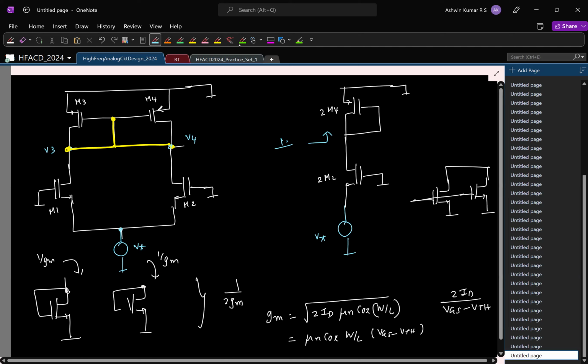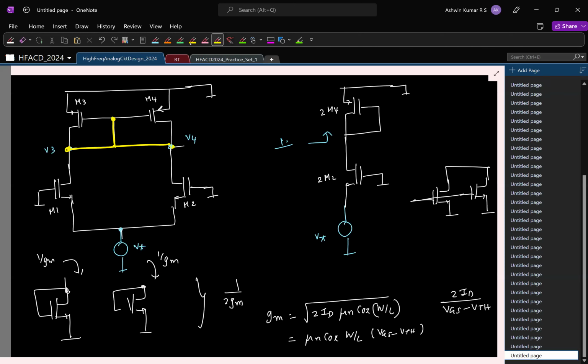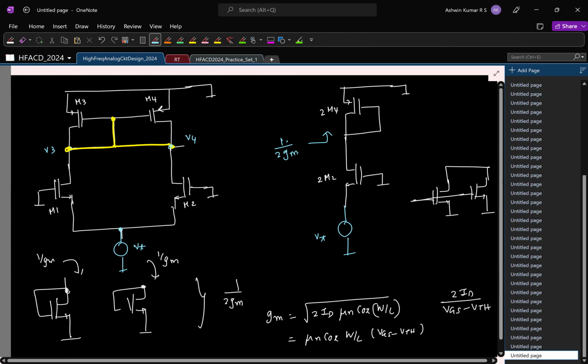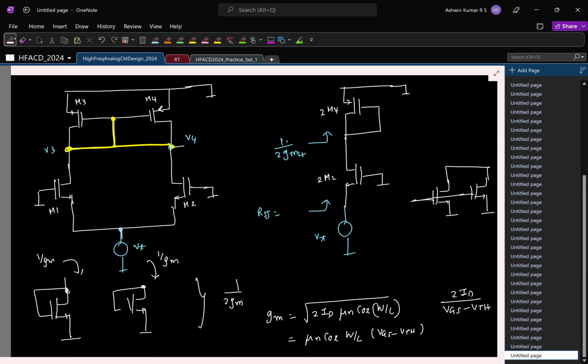So what is the impedance looking here? 1 by 2 GM4. So the resistor at the drain is smaller than the resistor R0. So what is the overall impedance here? I mean, this is basically what kind of configuration we have?